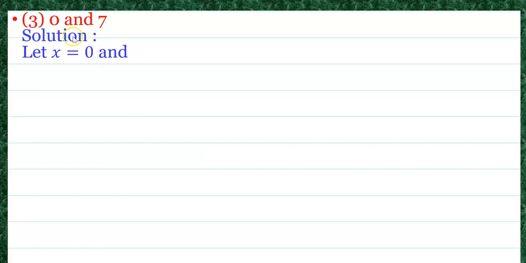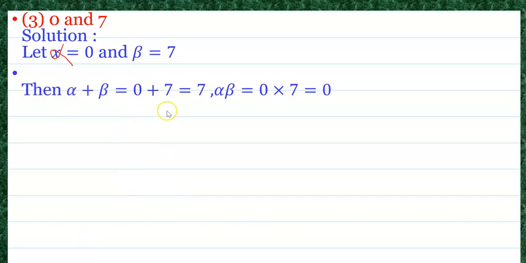Now next question, 0 and 7, and here the alpha, okay, not x, तिथे चुकून x झालेला आहे. Here we will write here, that is alpha is equals to 0 and beta is 7. Alpha plus beta, 0 plus 7 is 7. Alpha into beta, 0 into 7, that is equals to 0.